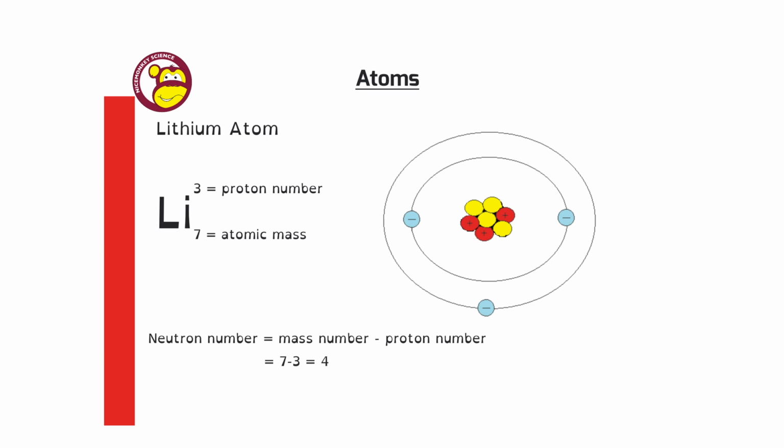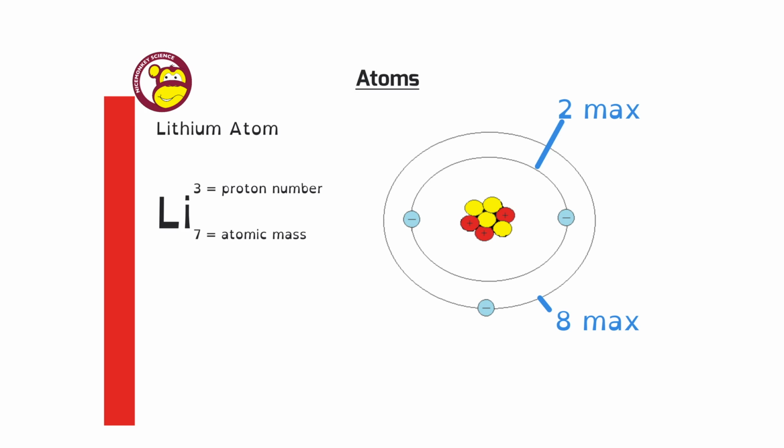To work out the number of neutrons, we do a simple calculation, and we take the proton number away from the mass number. So as you can see down here, we've got 7 minus 3, leaving us 4. So that means out of the total mass of 7, because 3 of them are protons, 4 in the middle of the nucleus, 1, 2, 3, 4, must be neutrons.